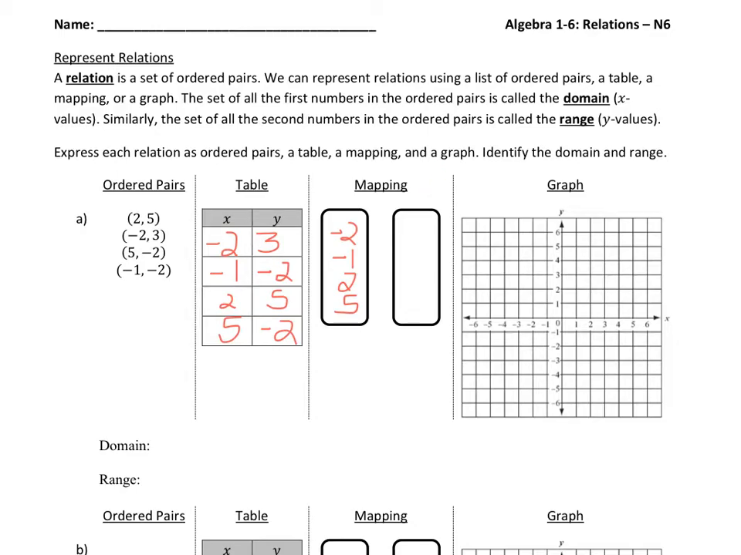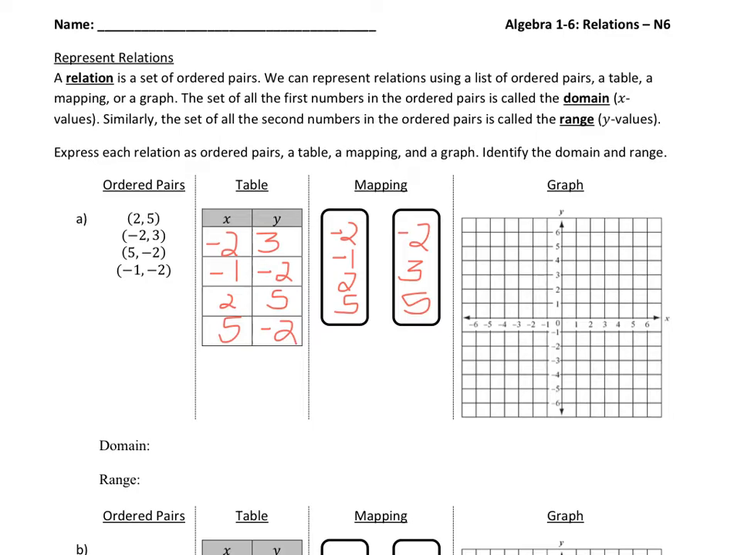The smallest y value I have is negative 2. I'm only going to write it once. The next smallest is 3, and the largest is 5. Now that we have them listed, we're going to draw lines to show the mapping.